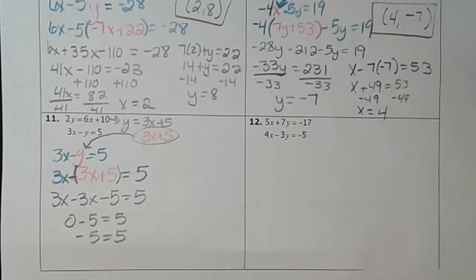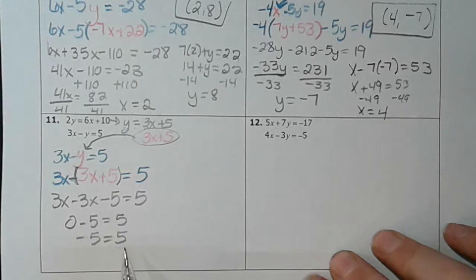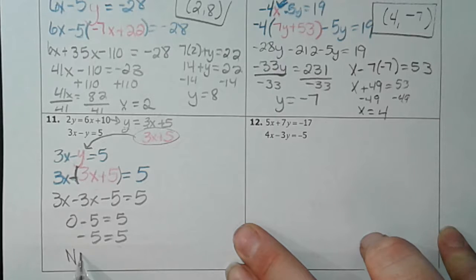Whoa. That can't happen, right? Negative 5 can never, ever, ever equal 5. It's just not possible. So this means there is no solution.